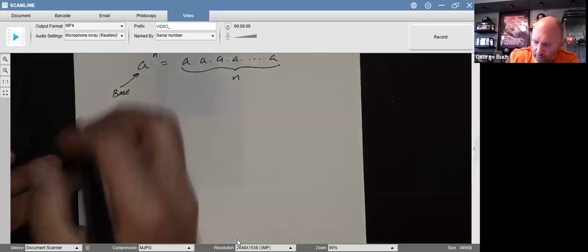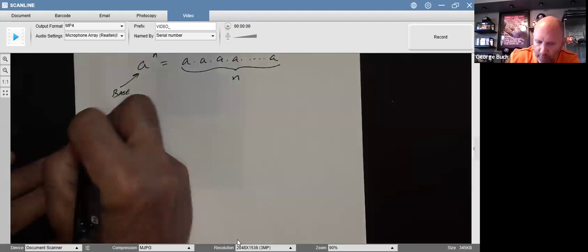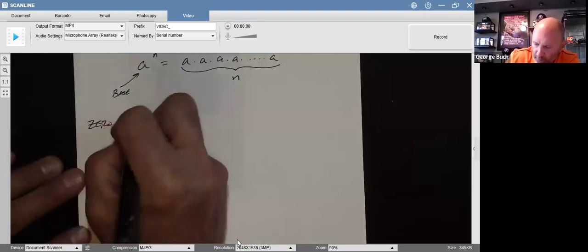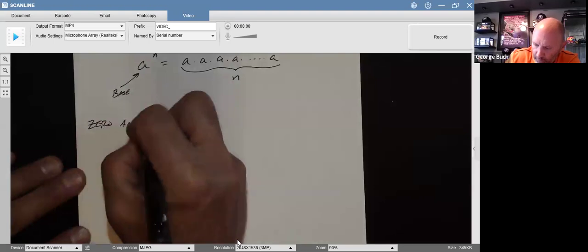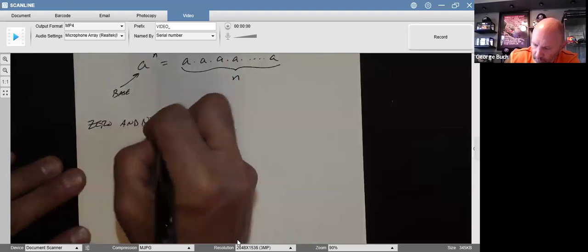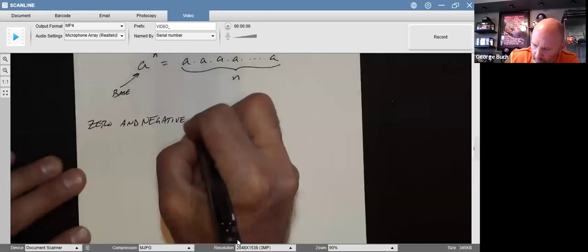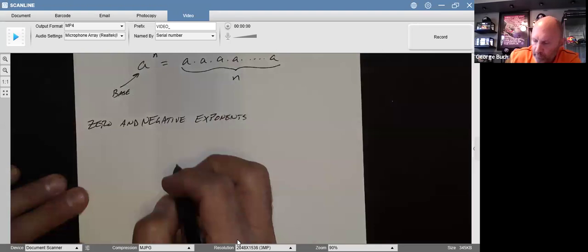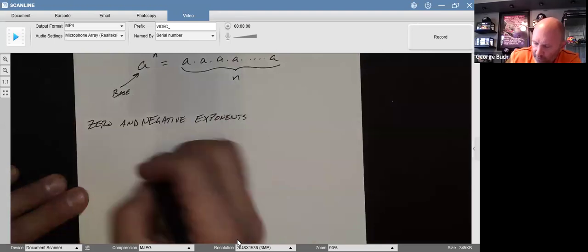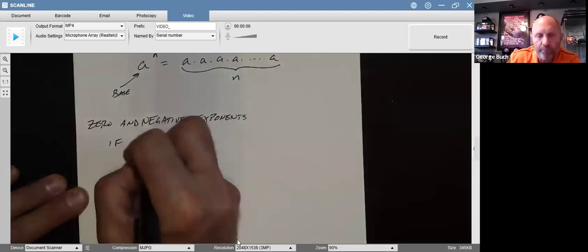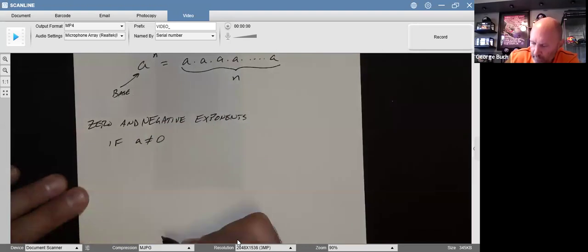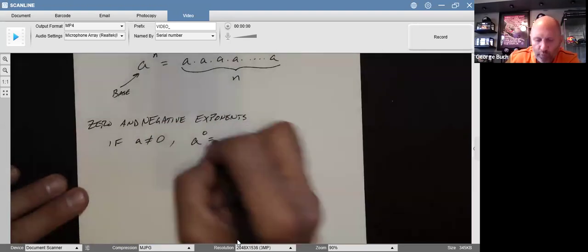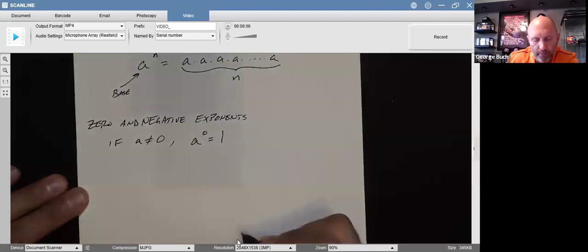We have a couple special cases. So we have 0 and negative exponents. So if A is not 0 itself, then anything to the 0 power is always going to be equal to 1.